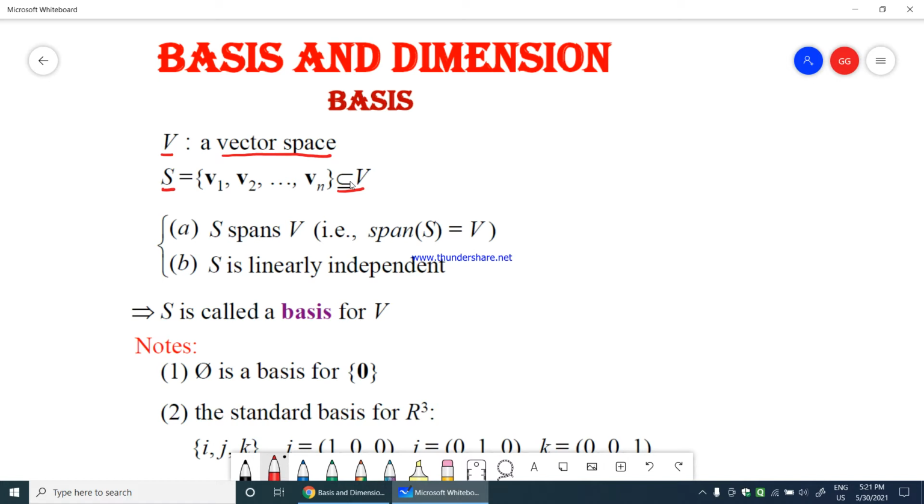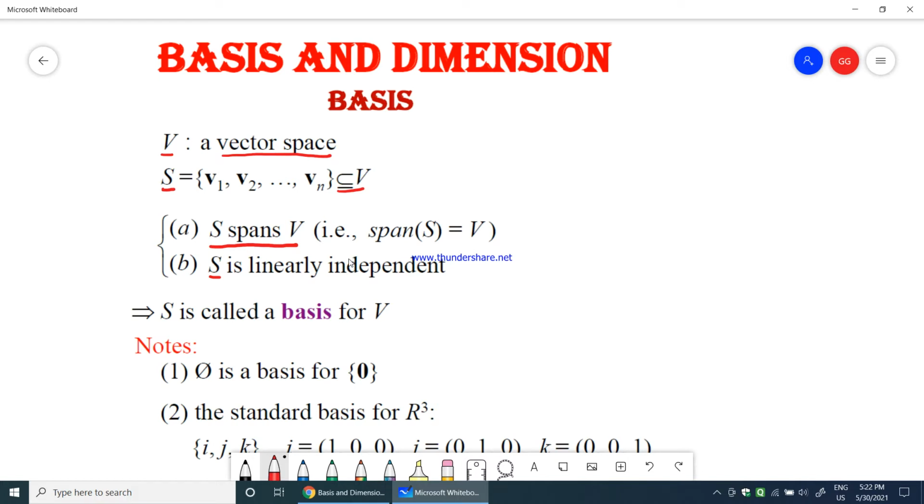Now if this subset S spans V, in my previous video I have clearly explained what is the meaning of spans. And if this subset S is linearly independent, I hope in all my previous videos I have explained what linear independence and dependency are all about, and what span is all about.